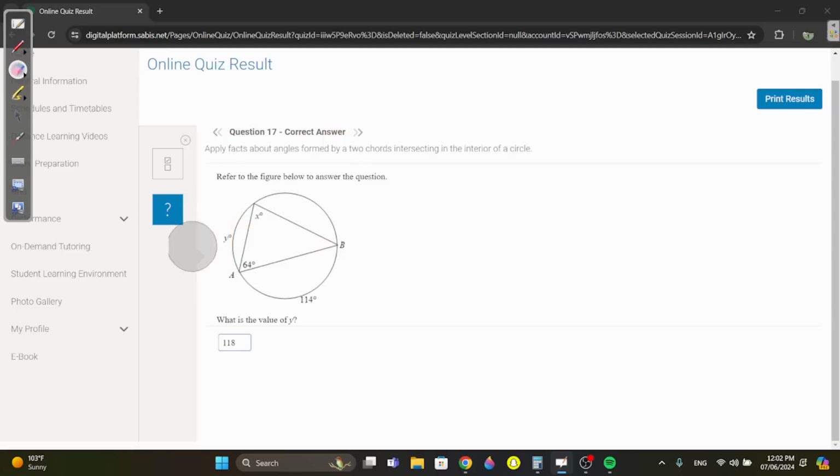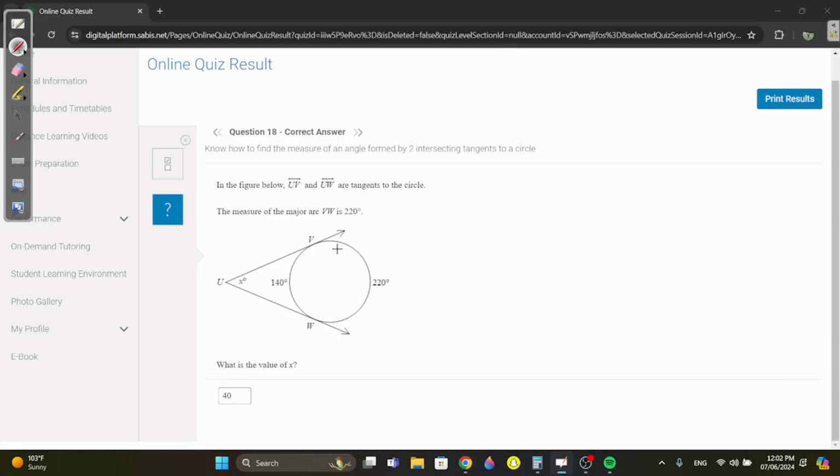Another way you could solve is multiply everything by 2. Some people memorize ways to solve. Some people do 360 minus 114 minus, since this is double, 2 times 64, and you get 118, because this arc will be 128. So 360 minus 114 minus 128 gets you this y. So whatever you want, it's fine.